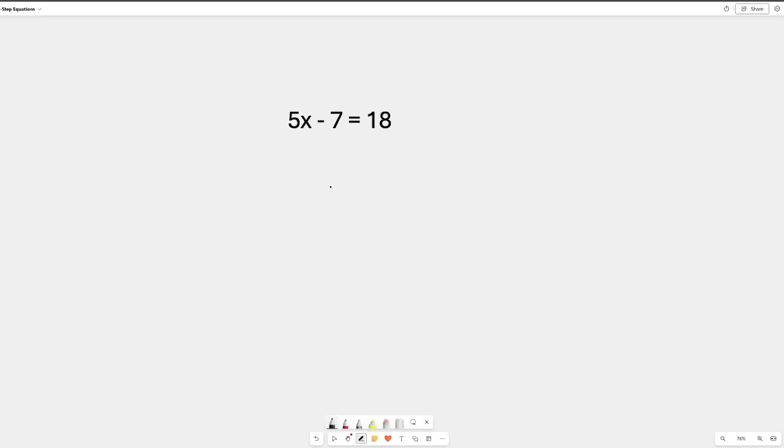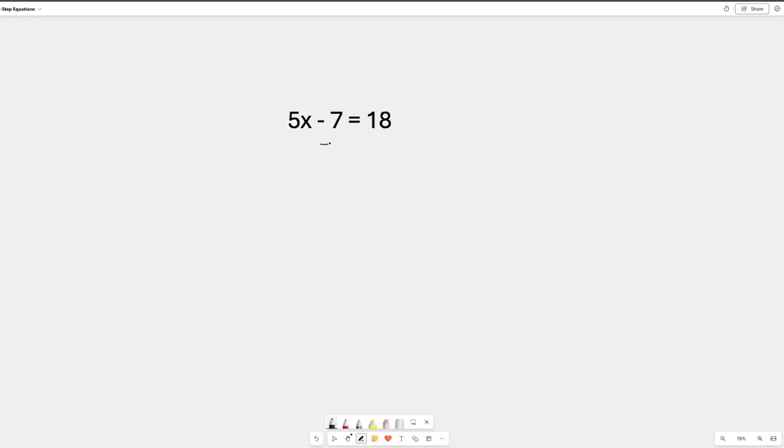So here for the next example, we have 5x minus 7 equals 18. Now with the previous example, you may remember, what do we do first? Well, we're going to work with the number not attached to the variable. In this case, it's going to be the minus 7 over here. Now, minus 7, right? What is the opposite of minus 7? If you said plus 7, that's correct.